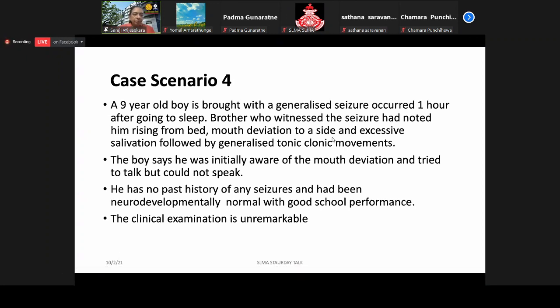A 9-year-old boy is brought with a generalized seizure occurring 1 hour after going to sleep. His brother, who witnessed the seizure, saw him rising from bed, mouth deviation to a side, and excessive salivation followed by generalized tonic-clonic movements. The boy says he was initially aware of the mouth deviation and tried to talk but could not speak. He has no past history of any seizures and had been neurodevelopmentally normal with good school performance. The clinical examination here again is unremarkable.